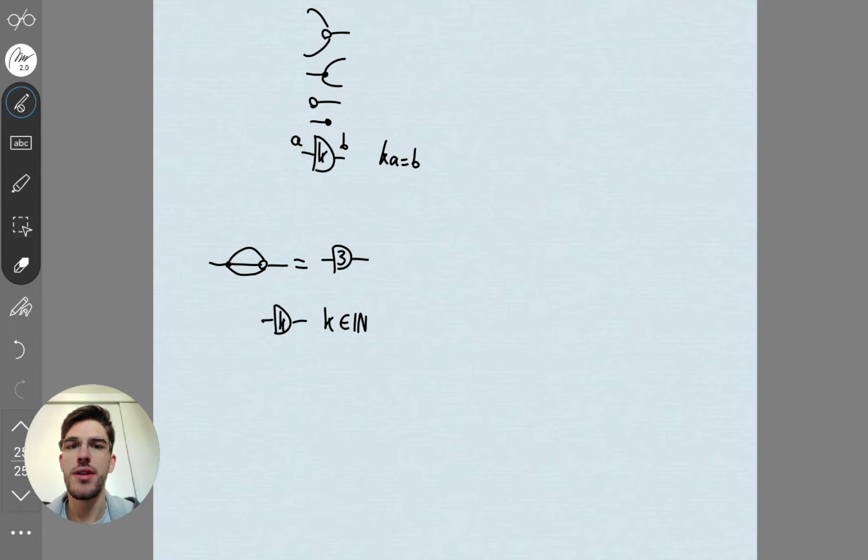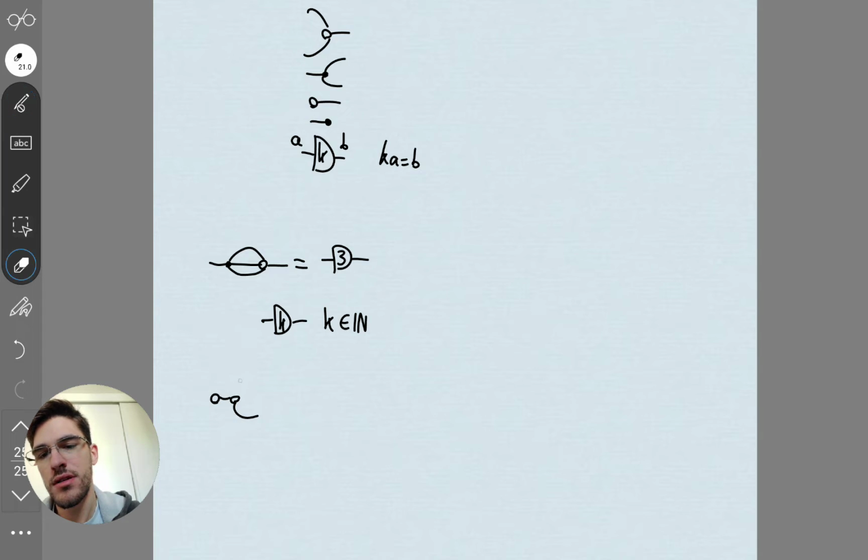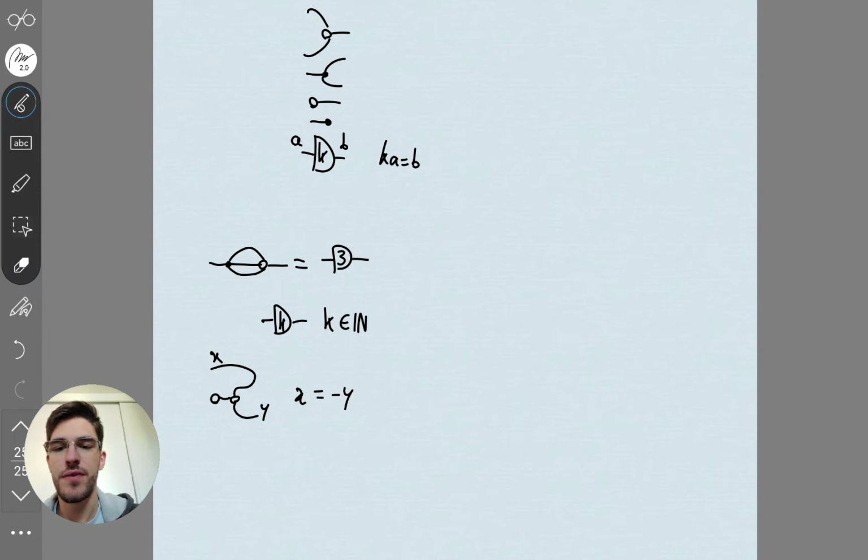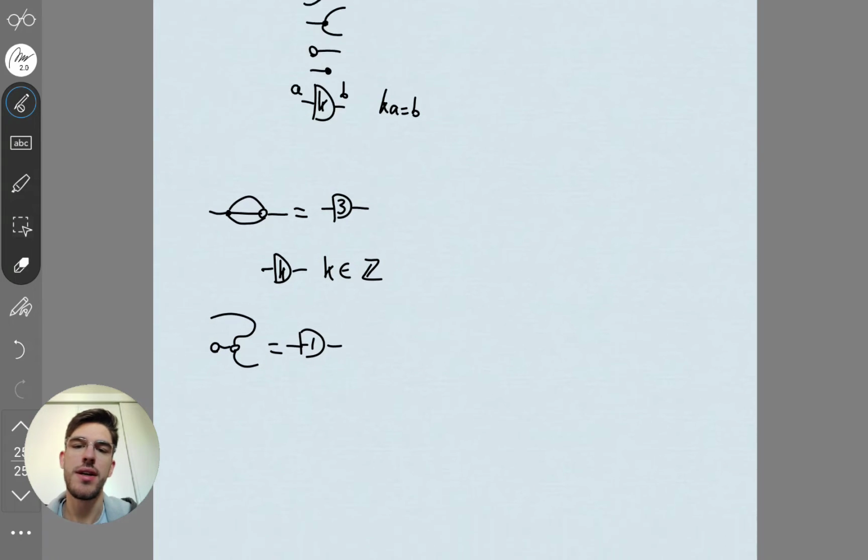Now, what about negative numbers? What about -1, for example? Here's how we can write it. This one is x plus y equals 0, right? Which is the same as x equals -y. So this one is -1. Now we have -1. So I can write any number for an integer k.